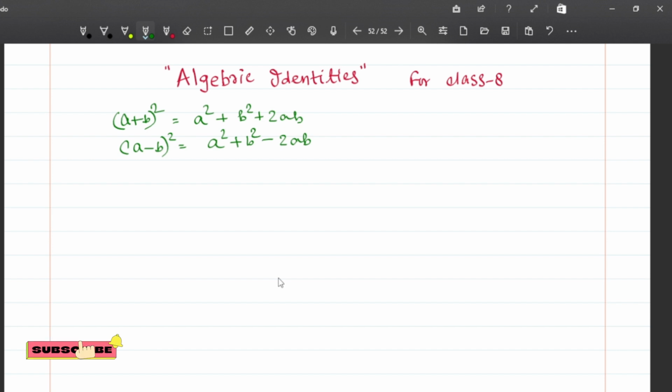Hello students, today we will do a new chapter on algebraic identities. This is very important for class 8 and thereafter also.